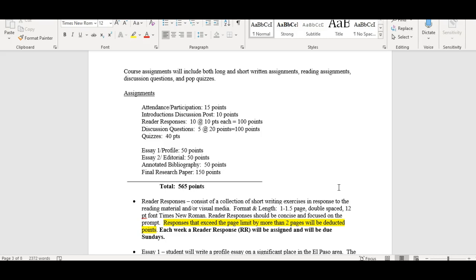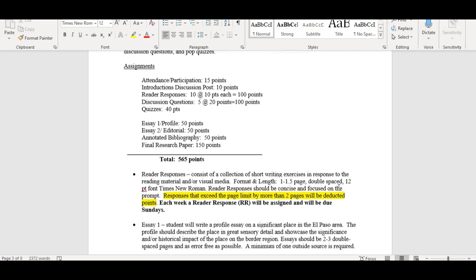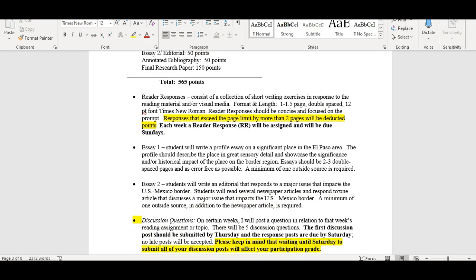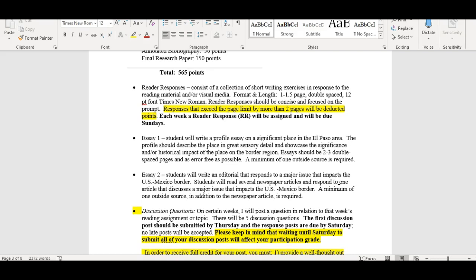Essay 2 will be an editorial. And then, of course, we have the final research paper, which will consist of an annotated bibliography that's worth 50 points. The final research paper itself is worth 150 points. I provide a little bit of a description for each assignment.